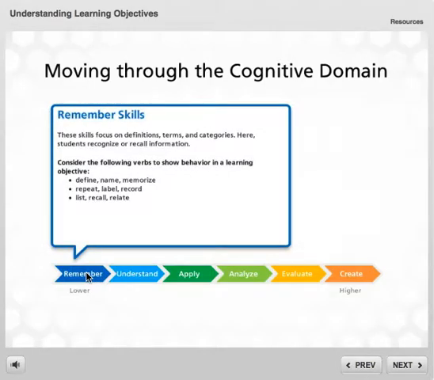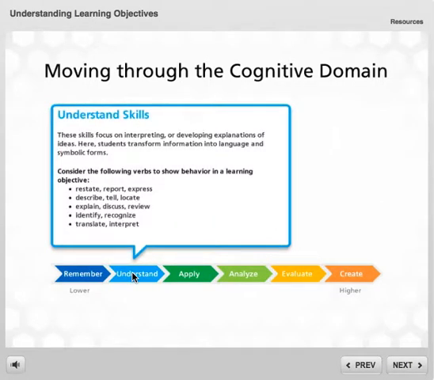Remember skills. These skills focus on definitions, terms, and categories. Here, students recognize or recall information. Consider the following verbs to show behavior in a learning objective. Understand skills. These skills focus on interpreting or developing explanations of ideas. Here, students transform information into language and symbolic forms. Consider the following verbs to show behavior in a learning objective.